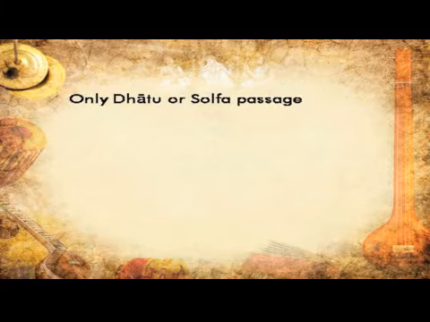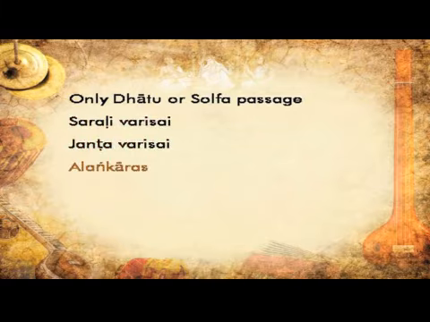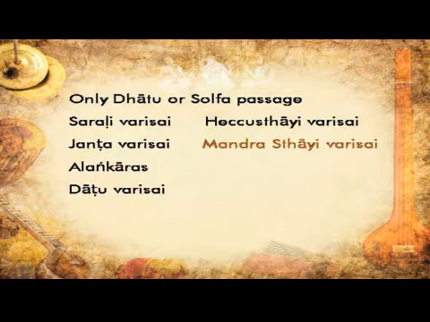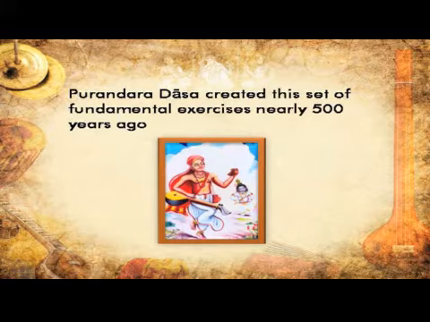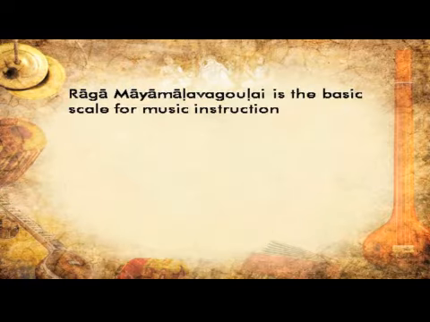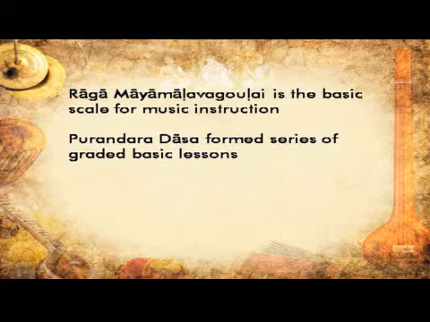Among the various types of musical forms, some of them like Sarali Varisai, Janta Varisai, Alankaras, Dhatu Varisai, Hechastai Varisai, Mandarastai Varisai, and Jatiswaras have only solfa passage or Dhatu. The great composer Purandara Dasa, hailed as the father of Karnatic music, created this set of fundamental exercises nearly 500 years ago, which are followed till today.